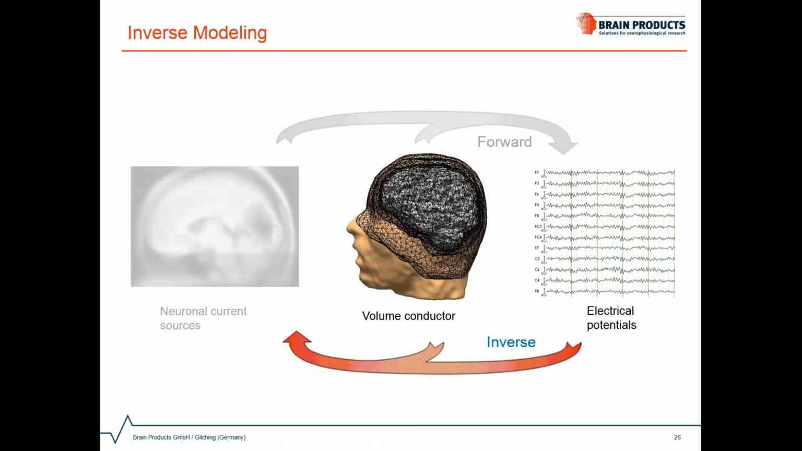So we have covered the first ingredient of source analysis, which was forward modeling, and now I will move on to the second ingredient of source analysis, which is inverse modeling, that is, reconstructing the neuronal current sources.